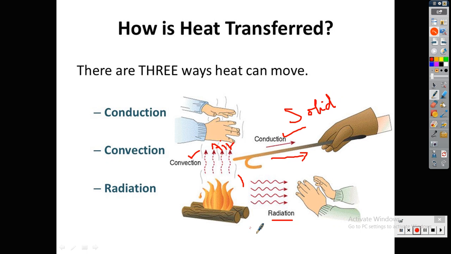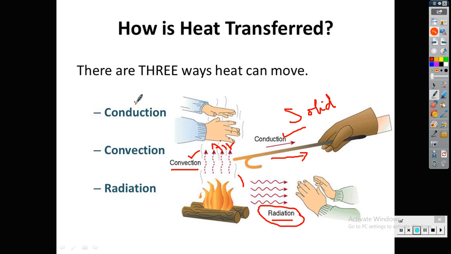Here the heat is transferring not through the air itself, because hot air always moves up. With the moving hot air the heat is also reaching your hand. That type of heat transfer is called convection. And in the third method, heat is transferring without any medium. Air is moving up only, but without the air, heat is reaching your hand. That type of heat transfer is called radiation.